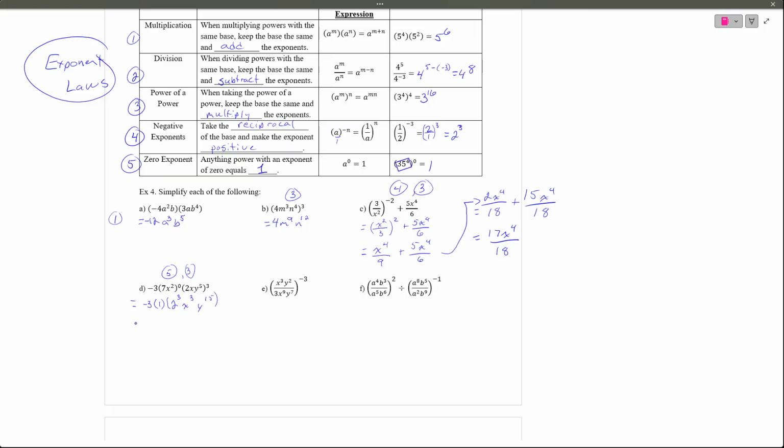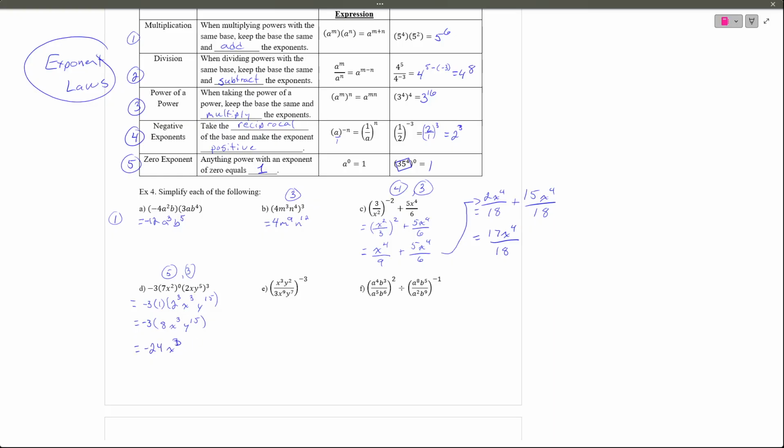Okay? And we can simplify this. Negative 3 times 1, that's just going to give us negative 3. We'll leave that alone for a second. 2 to the power of 3, that's 8. And then we have x to the power of 3 and y to the power of 15. Now we can multiply our negative 3 through, and we end up with negative 24 x to the power of 3.